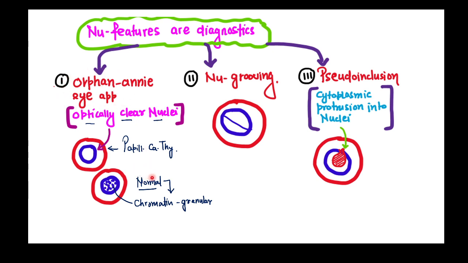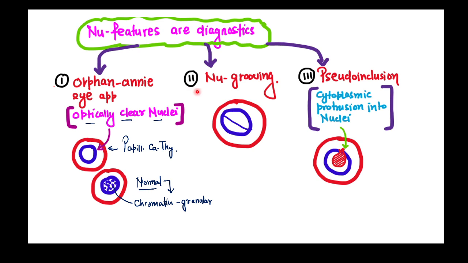So now you understood normal nucleus is having granular chromatin, but in Orphan Annie eye appearance they are having optically clear nuclei. So like this you are going to see the cell, right? This is the one point. Orphan Annie eye appearance is the optically clear nuclei where there is no nuclear chromatin or no granular pattern of nuclear chromatin because nothing is present, right? So it is an artifact.